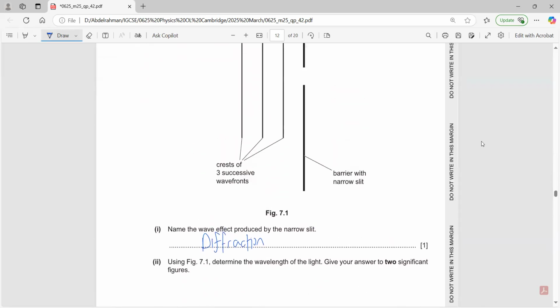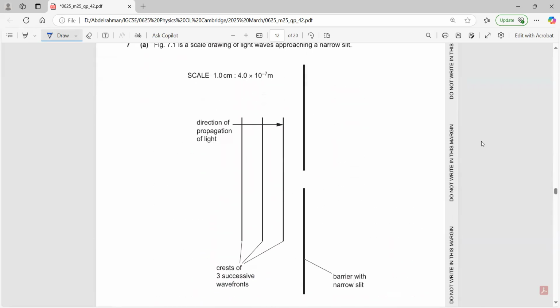Okay, this is a scale drawing. It's not an actual drawing. So it's 1 centimeter to 4 times 10 to the power of negative 7 meters. Can we measure this distance? Yes, we can measure this distance. This question will depend on your printer. If you printed out this paper on an A4 paper or on a letter paper or whatever, it might differ slightly.